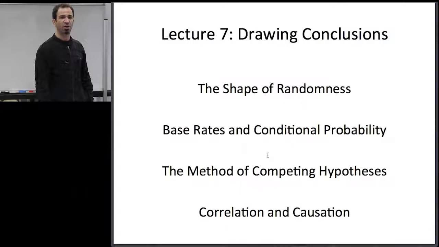First thing I want to talk about is what randomness looks like. We're going to try to get an intuitive feeling for chance. This is really important because all of our quantitative tools and many of our qualitative tools for trying to tell if something is true depend on a concept of randomness.